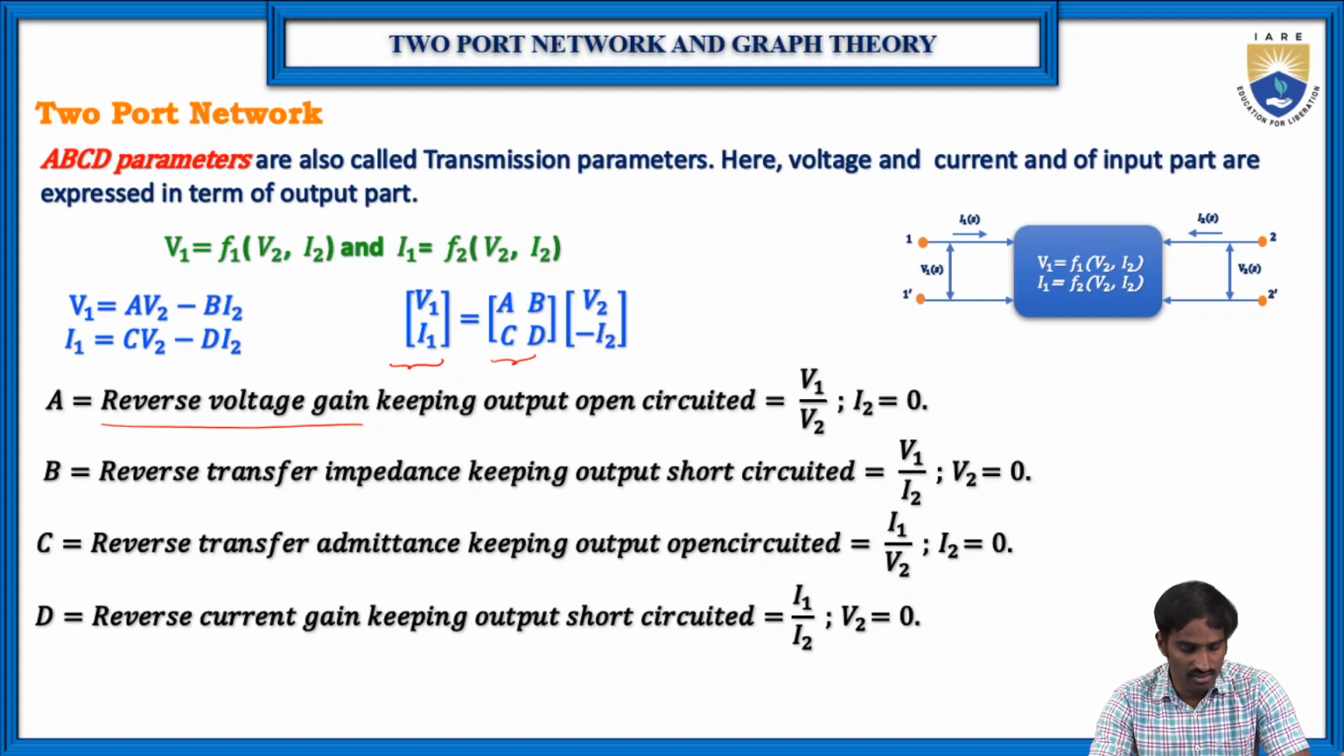So in order to find A, B, C, D, especially the parameters A and C, we are making the output an open circuit, and when finding the B and D parameters, we are making the output a short circuit.